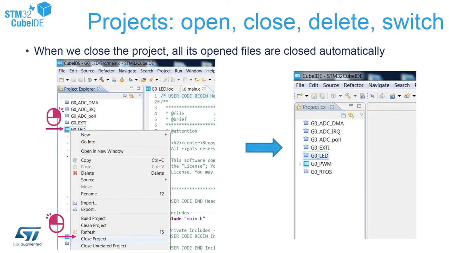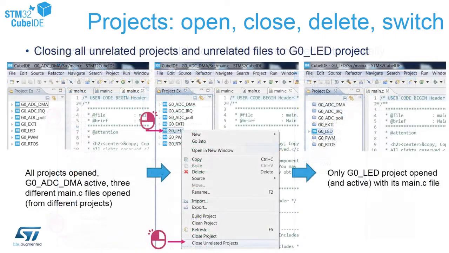What is good is that when you close the project, all opened files which are related to this project are closed automatically. Here you can see on the screen that we've got the main.c and the IOC file related to G0 LED opened. Once you select to close this project, those files are closed as well. Here is a more difficult example, when we've got three main.c files opened at the same time from different projects, and we've got 7 open projects at the same time.